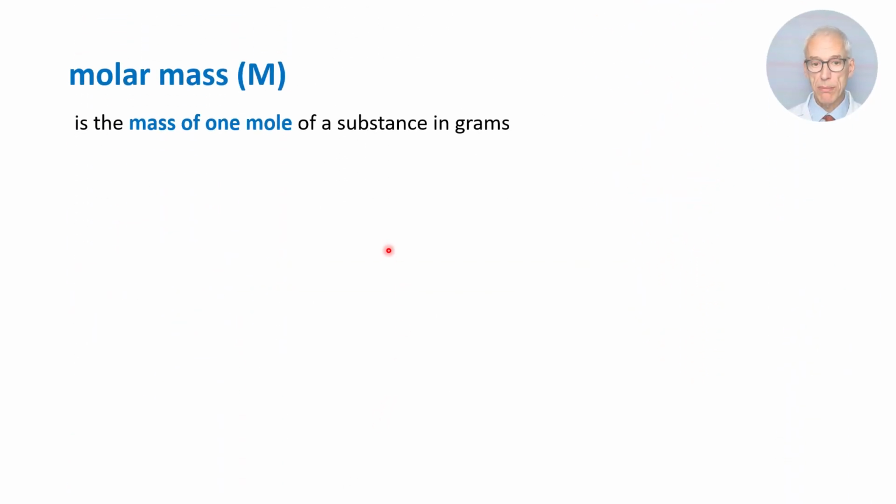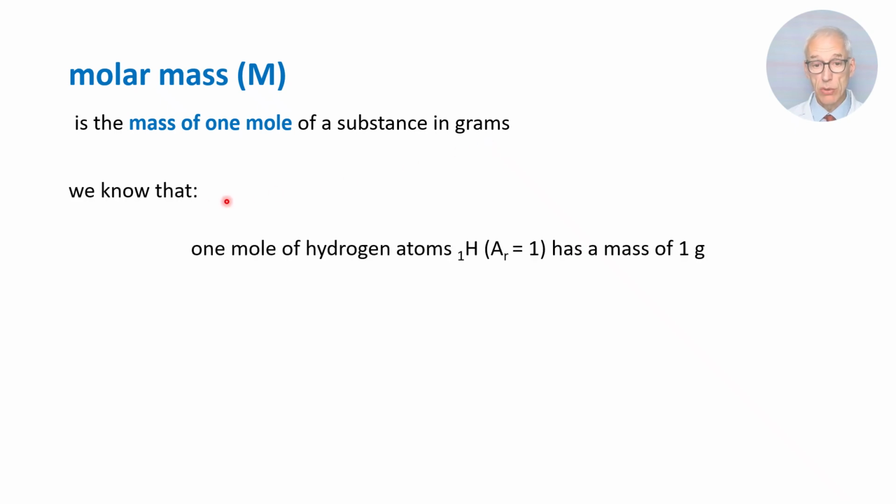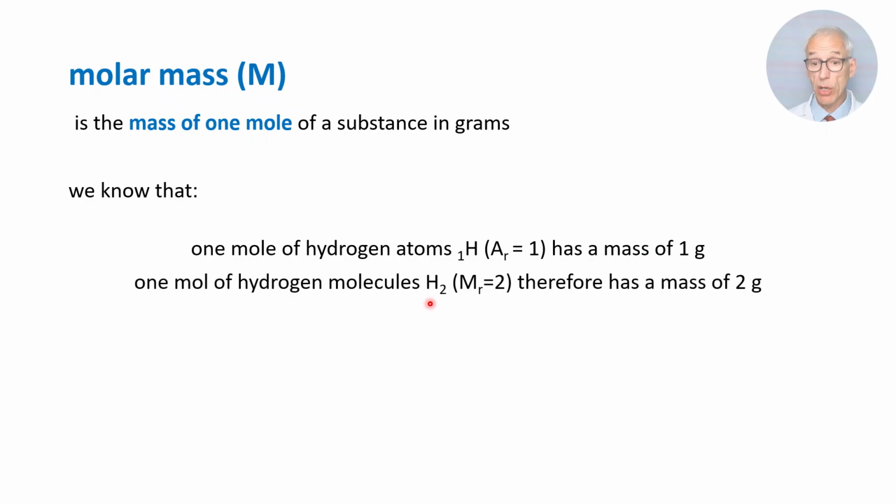So what is molar mass? Well, to answer my own question, it's the mass of 1 mole of a substance in grams. So, for example, we know that 1 mole of hydrogen atoms, which has an atomic number of 1, a relative atomic mass of 1, has a mass of 1 gram. It follows that 1 mole of hydrogen molecules, H2, with a relative molecular mass of 2, has a mass of 2 grams. If 1 mole of hydrogen atoms has a mass of 1 gram, then 1 mole of hydrogen molecules must have twice that, a mass of 2 grams.